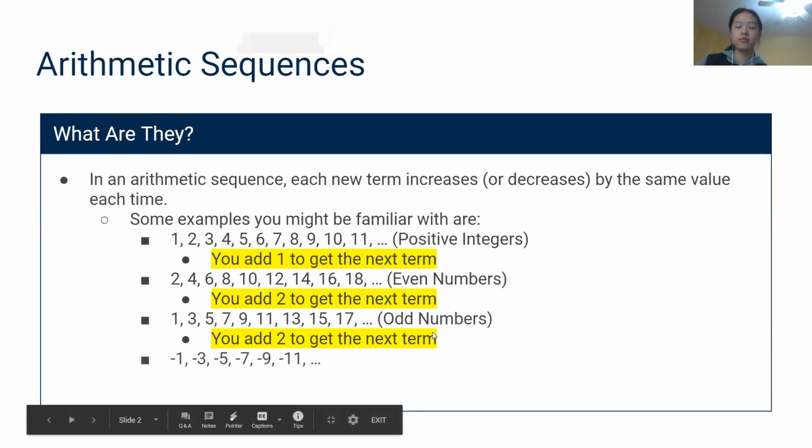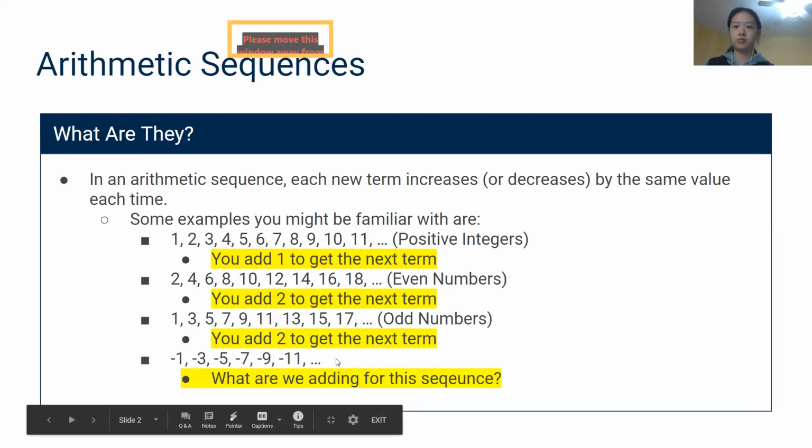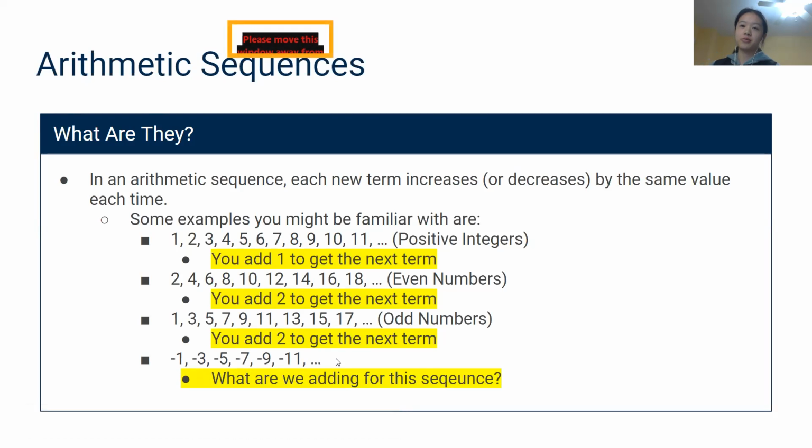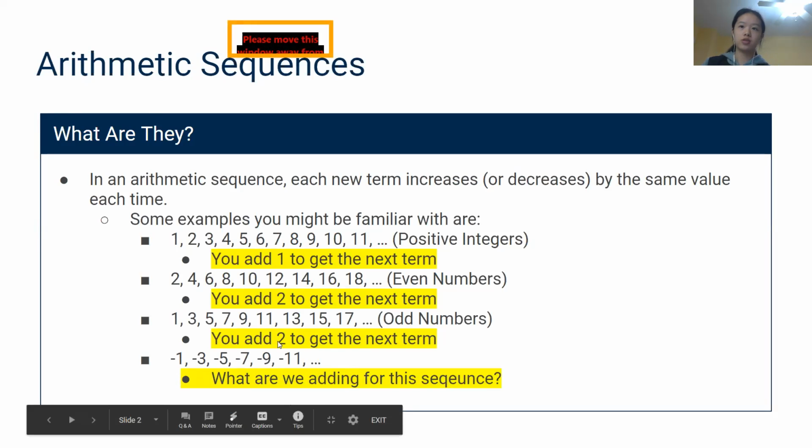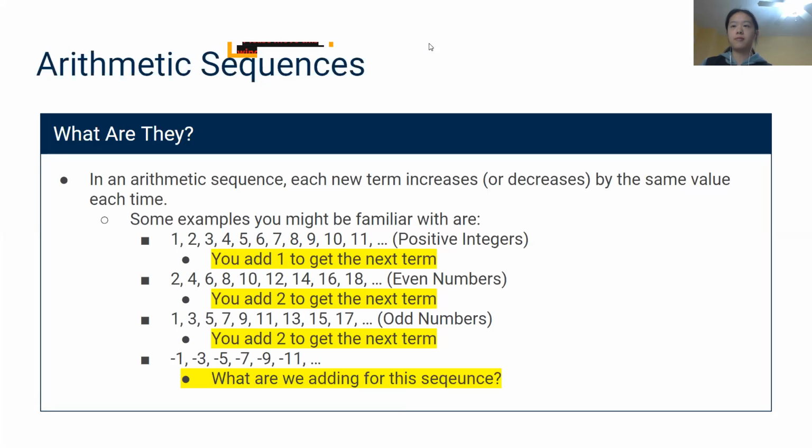And finally, arithmetic sequences can also have negative numbers. So for example, here we subtract 2. But subtracting 2 is basically the same thing as adding negative 2. It sounds weird to be adding a negative number, but mathematically, in general, we sometimes say we're adding a negative number. So just be aware of that.